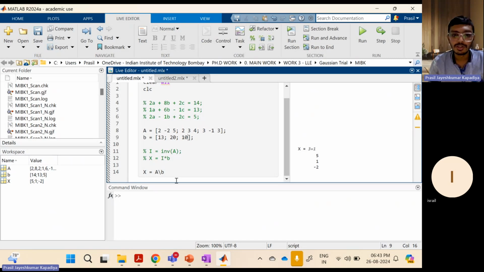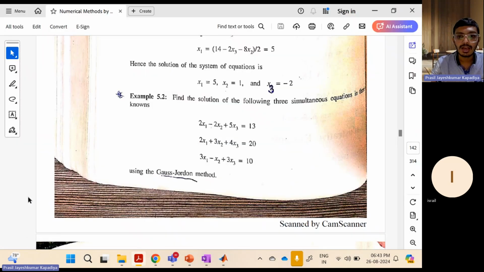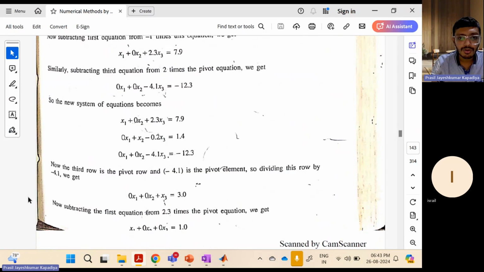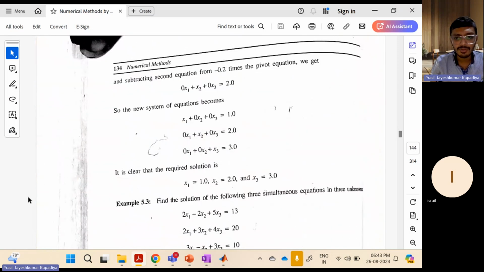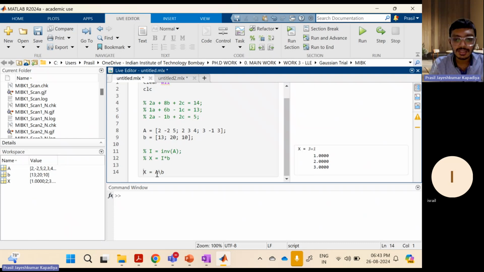Let's say I'm trying it first using the backslash operation. So I'm getting 1, 2, 3 as my solution. Let's see what the book is giving. Are we getting 1, 2, 3 from the book or is it different? So we are getting 1, 2, 3. Let's try to solve this equation using the inverse. We'll get the same thing, but let's do it. So here also we'll get 1, 2, 3.